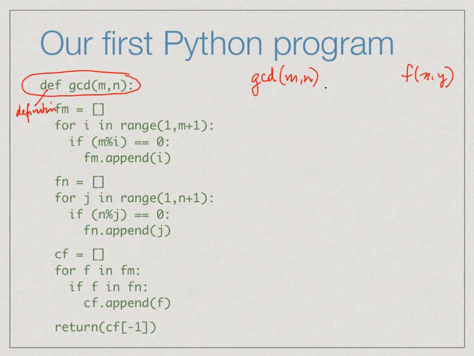So now the first step is to compute the list of factors of m. In Python, we write a list using square brackets. So a list is written as x, y, z and so on. So the empty list is just an open square bracket and a close square bracket. So we start off with an empty list of factors. So this equality means assign a value.